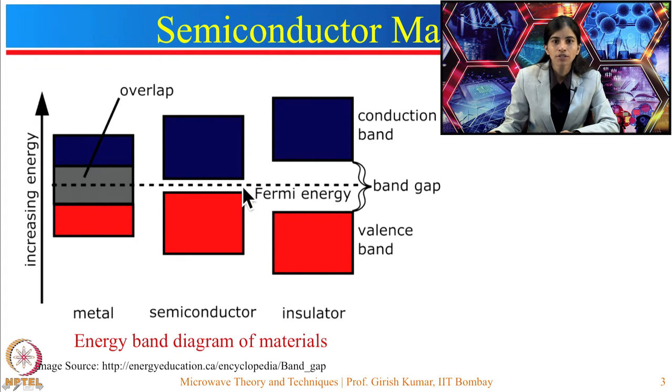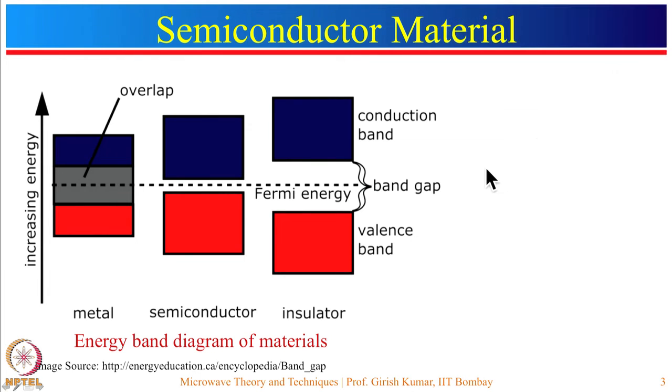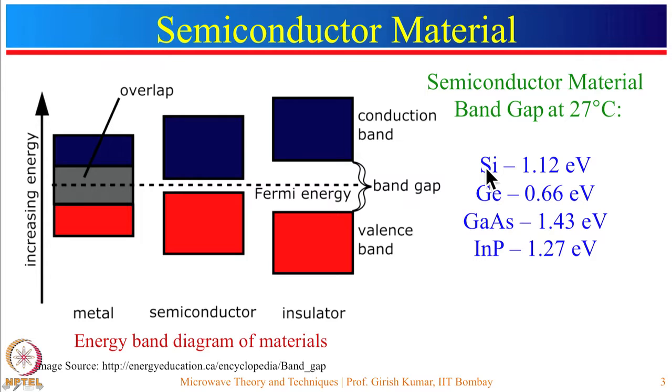Now, I will talk about the semiconductor materials which are used by the industry. The most commonly used semiconductor material is silicon. The band gap for silicon is 1.12 electron volt. For germanium, the band gap is 0.66 electron volt. For gallium arsenide, it is 1.43 electron volt. For indium phosphide, it is 1.27 electron volt.